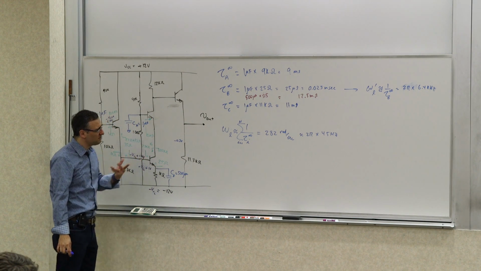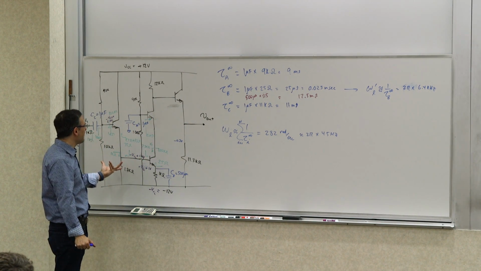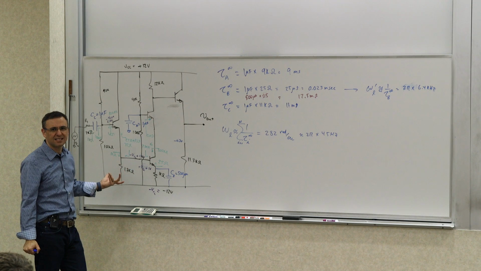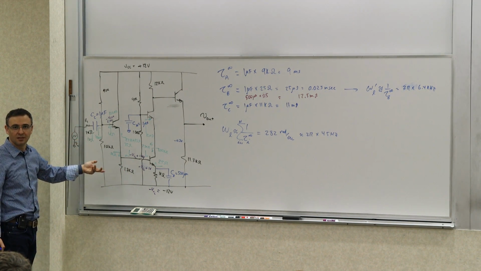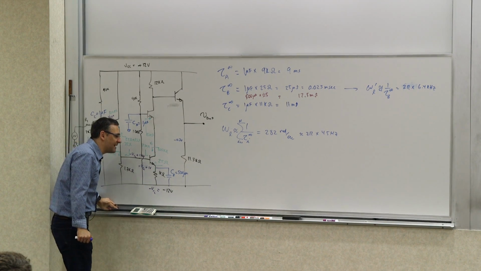Okay, so you can see what's happening with the infinite value time constant. You can estimate this bandwidth. So this was a pathway for discrete design, right? So how about an integrated design?